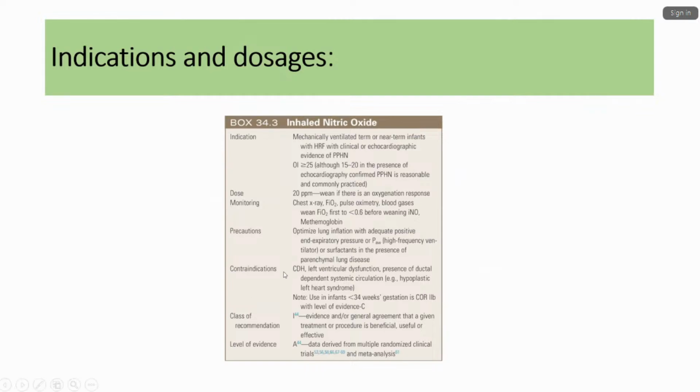Then what are the contraindications? CDH, left ventricular dysfunction, and presence of ductal-dependent systemic circulation, like HLHS, are contraindications of iNO therapy. And class of recommendation is 1, and level of evidence is A, that is data derived from multiple RCTs.